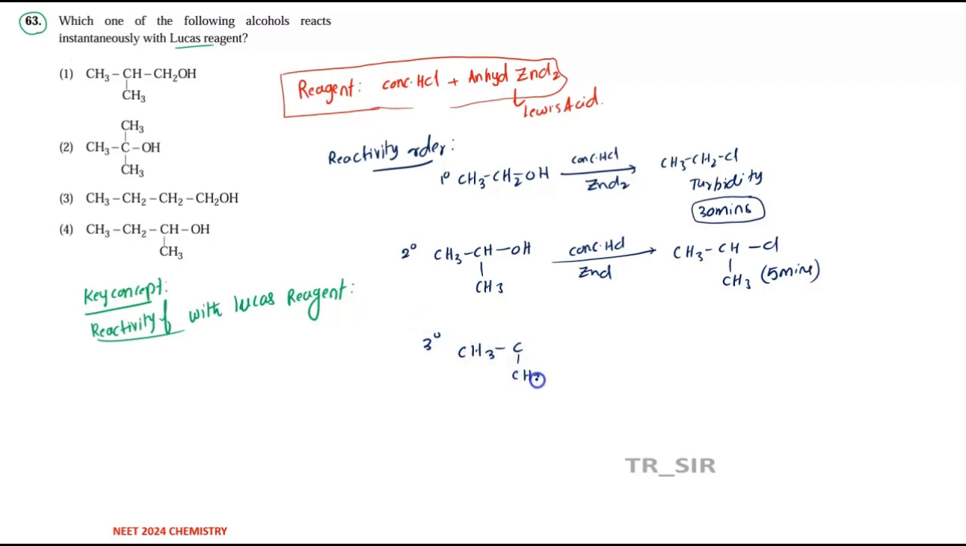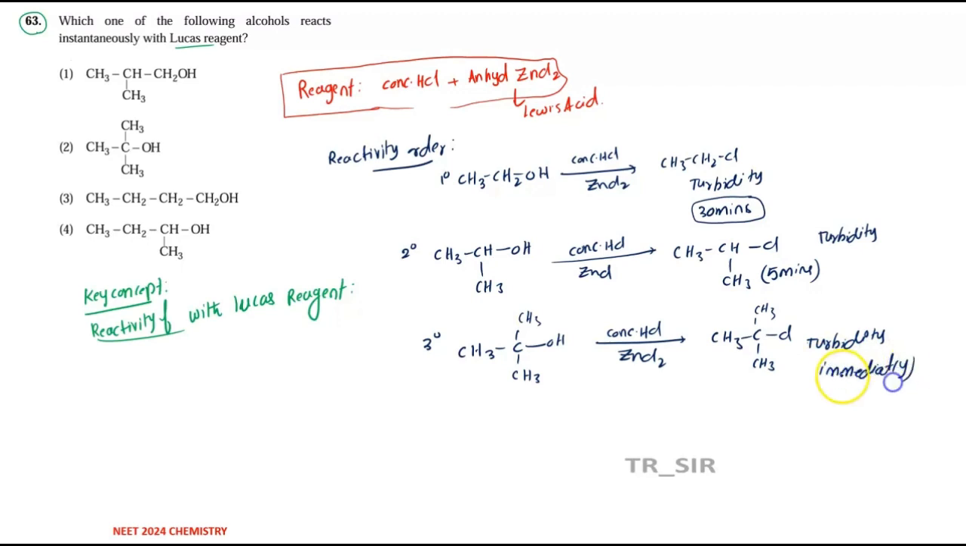If I take a tertiary alcohol, (CH3)3C-OH, with concentrated HCl and ZnCl2, the product will come like this, (CH3)3C-Cl. Here turbidity will come immediately. Turbidity will come immediately in this case. Immediately the turbidity will be formed.